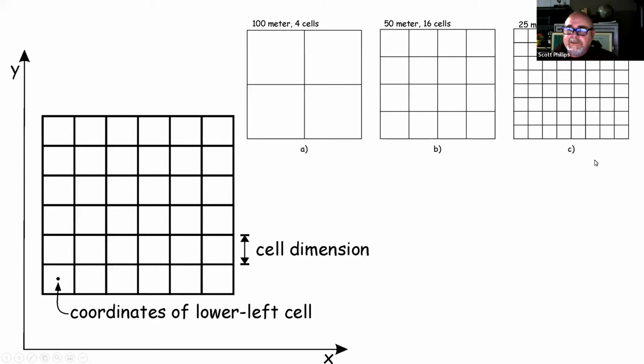Let me move myself down there. This one has 25-meter cells, and then we've quadrupled it now to 64 cells. And we can see the effect of this on the next image.